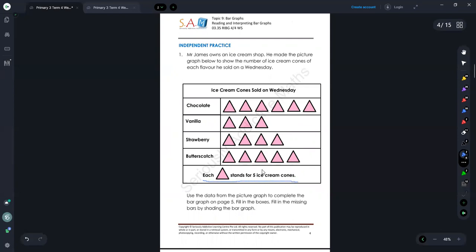The first thing that they need to do is figure out how many ice cream cones per flavor. So count the number of triangles: 1, 2, 3, 4, 5, 6. 6 triangles, 5 times 6 is 30. 5 times 3 is 15. 5 times 4 is 20. 5 times 5 is 25.